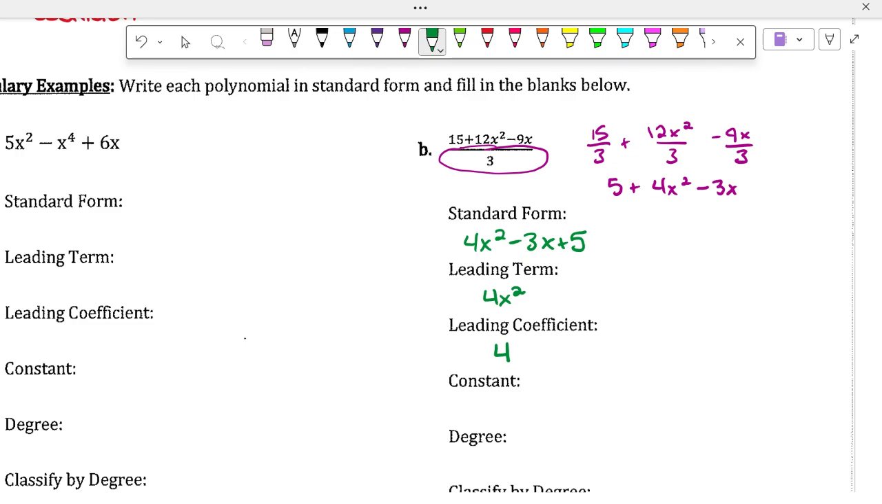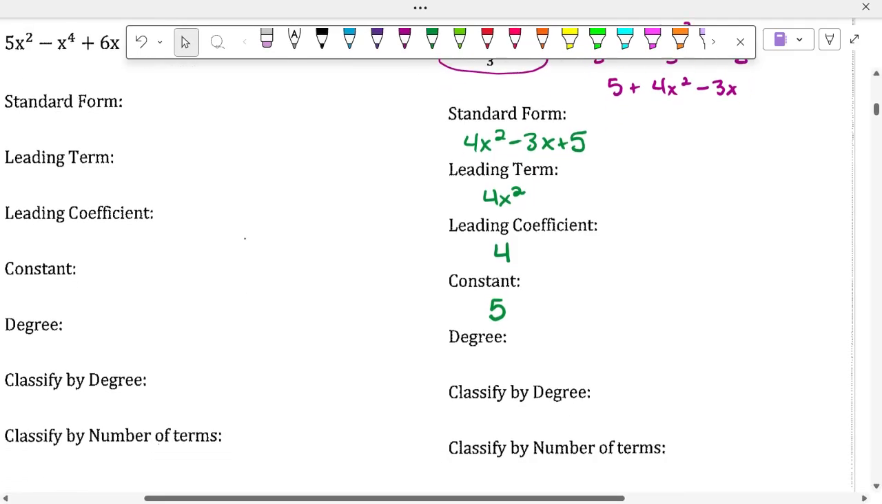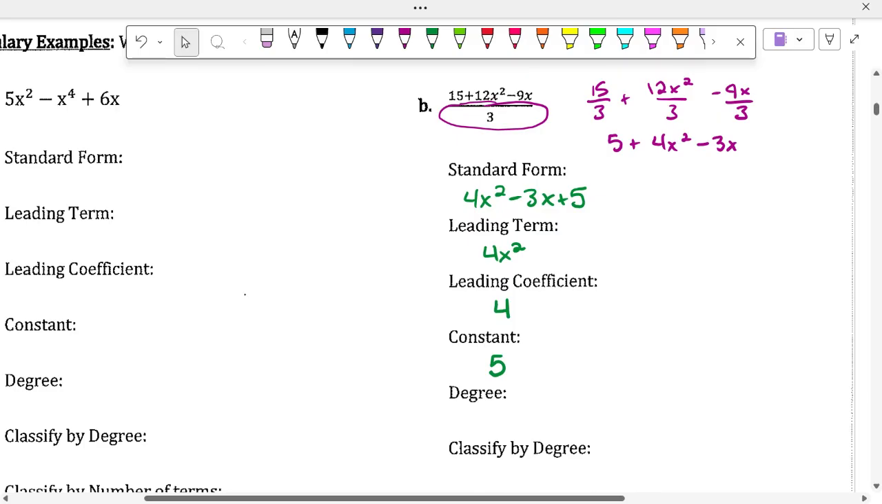Nate, pick someone to tell me the constant. Positive 5. Good. Tucker, pick someone to tell me the degree.